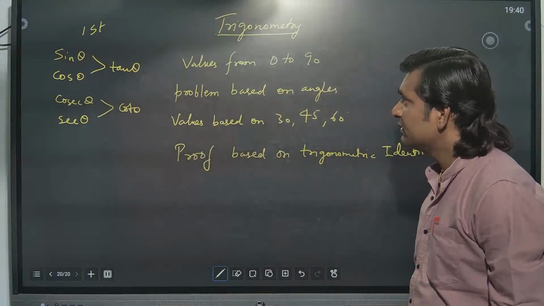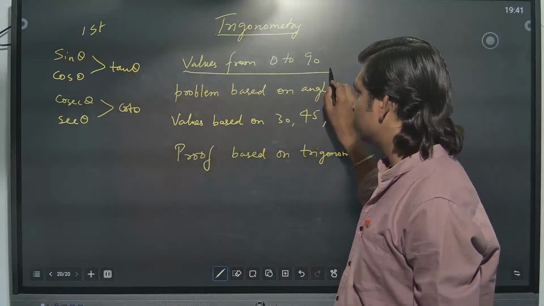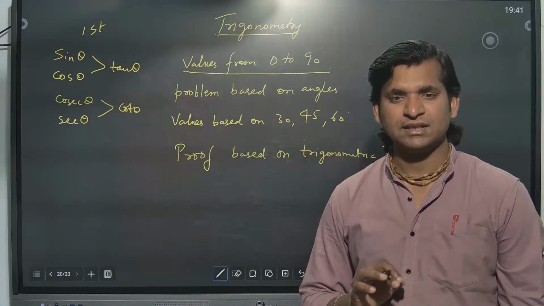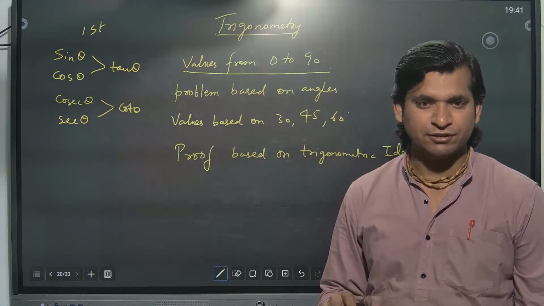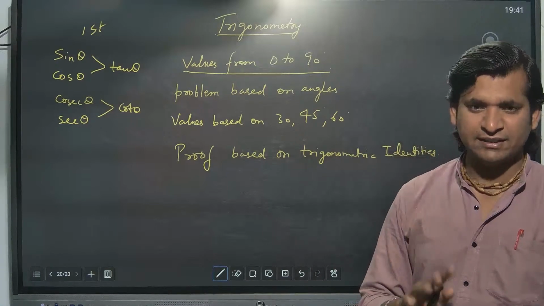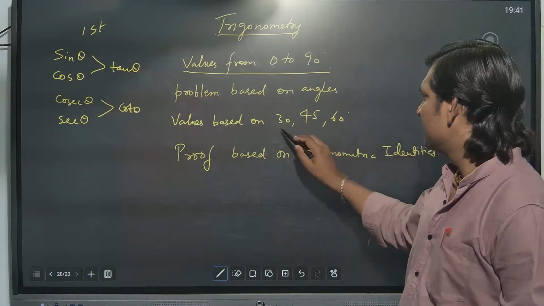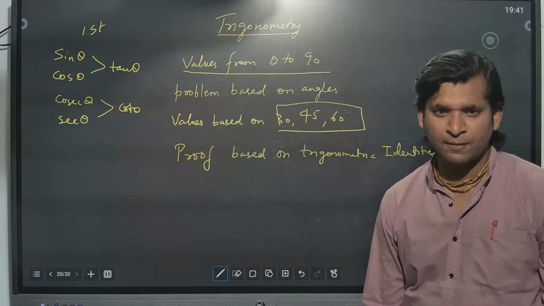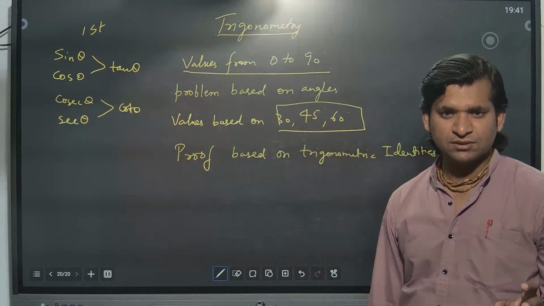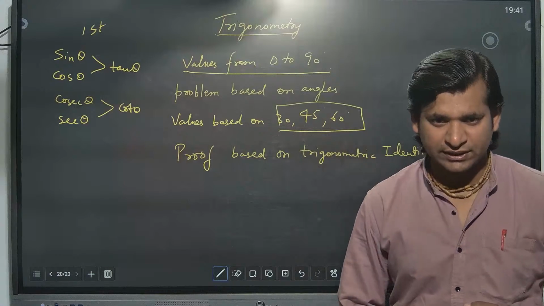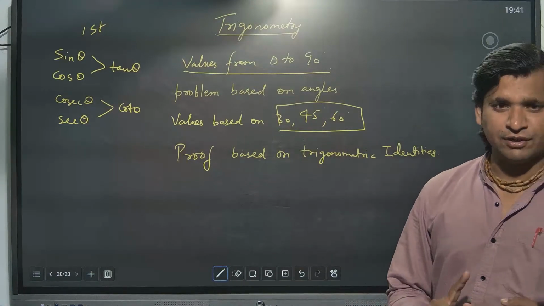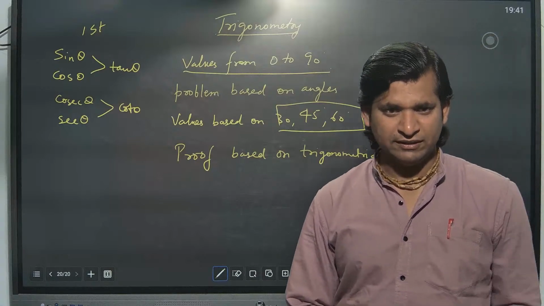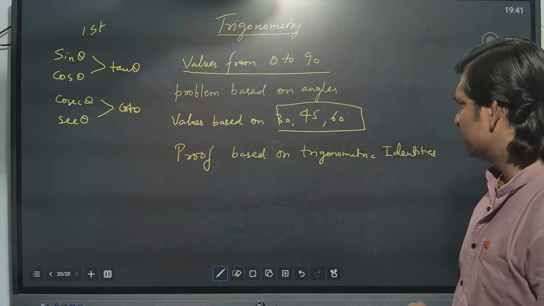After that, values from 0 to 90. I hope everyone knows: sin 0, sin 90, sin 30, sin 45, sin 60. Five angles. In that, three are important: 30, 45 and 60. Questions come based on these three only. 0 and 90 are very rare questions. Mostly the question is from 30 degree, 45 degree and 60 degree. So based on this only you have to practice the questions.